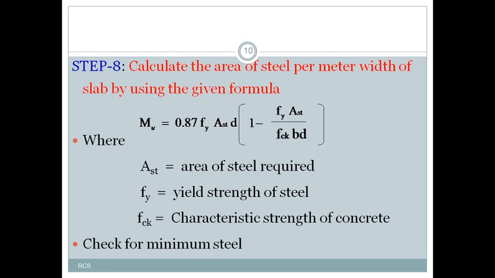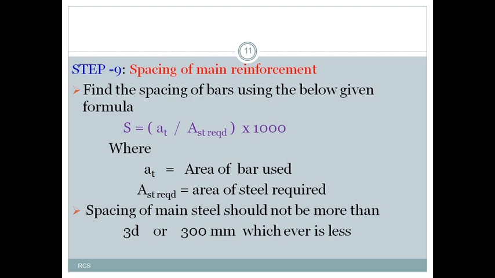Then the next step is to calculate the spacing of the main reinforcement. Now we have decided what the area of steel required is. From that we can calculate the number of bars also. For that number of bars, what is the spacing to be maintained between the bars? That we have to calculate here.